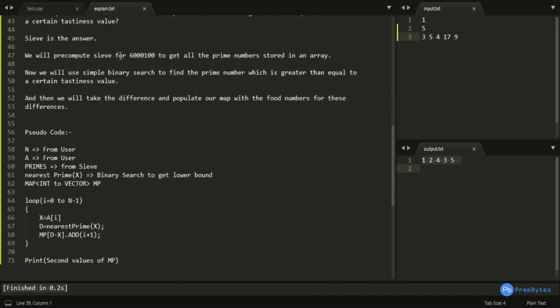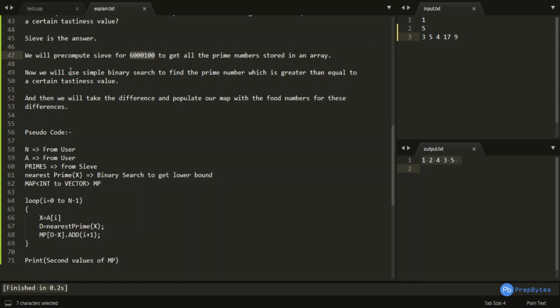We will pre-compute Sieve for 6 into 10 to the power 6, which is nothing but 6 triple zero triple zero, and then I'm also adding 100 over here because I just want to find the total number of primes for a certain number which is greater than 6 into 10 power 6. So you can use any of it, but I have used 6 into 10 power 6 plus 100 to get all the prime numbers stored in a certain array. So this pre-computation is giving me the array which is storing all the prime numbers till this value.